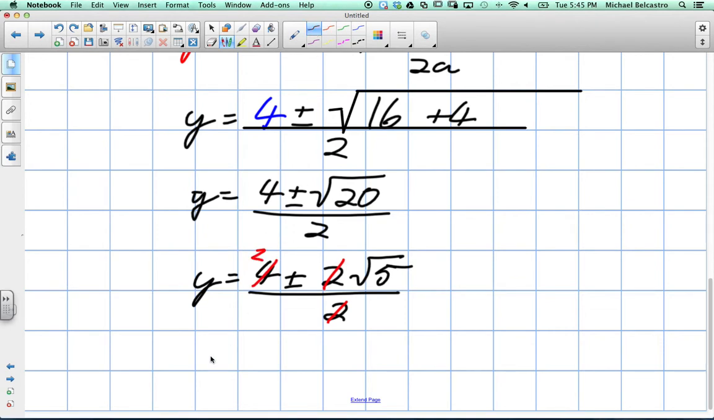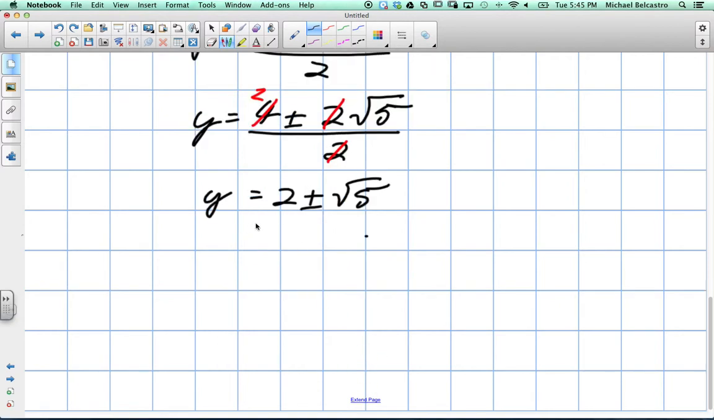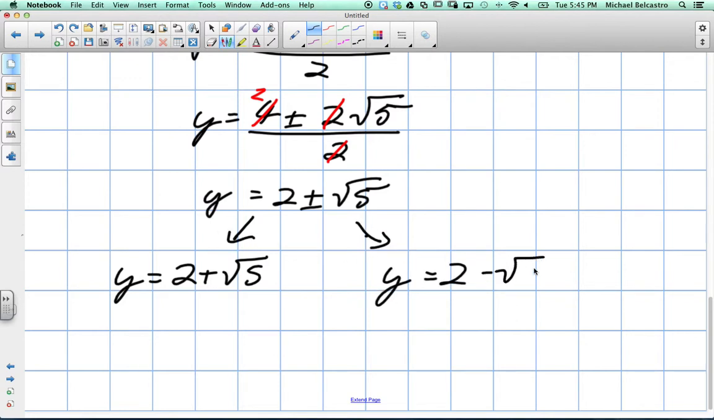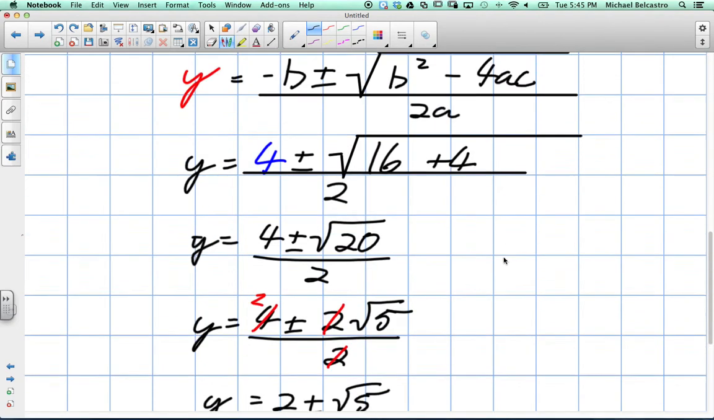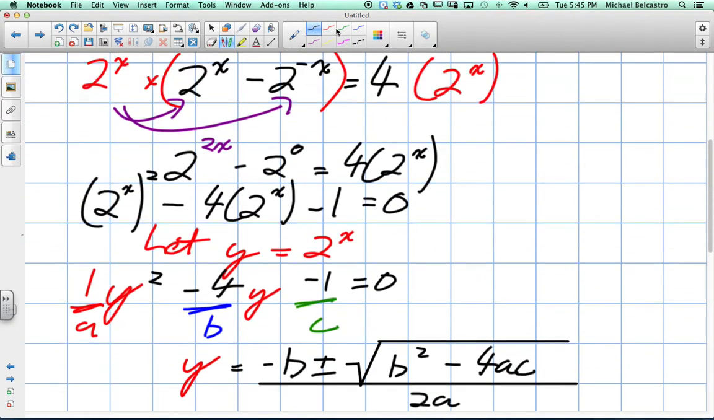So now we're left with y is equal to 2 plus or minus root 5 as our answers. Essentially that gives us 2 answers, right? We can split it into y is equal to 2 plus root 5, or y is equal to 2 minus root 5. But y wasn't what we were solving for. What were we solving for? 2 to the power of x. Yeah, we're really solving for that x.